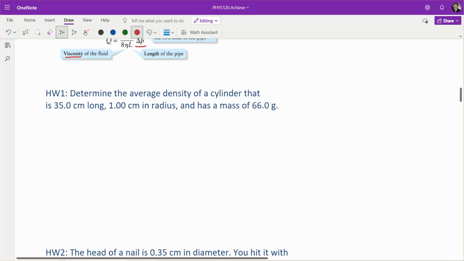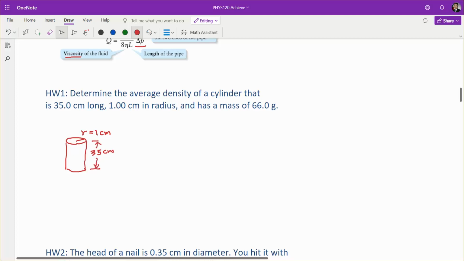So what that means is that you have a cylinder like this, just like the cylinders that you used in the lab, where you have several cylinders made of different metals, right? So this is a cylinder, and they give you the radius of the cylinder. The radius is equal to 1 centimeter. The length of the cylinder is 35 centimeters. Okay, and we want to find the density.